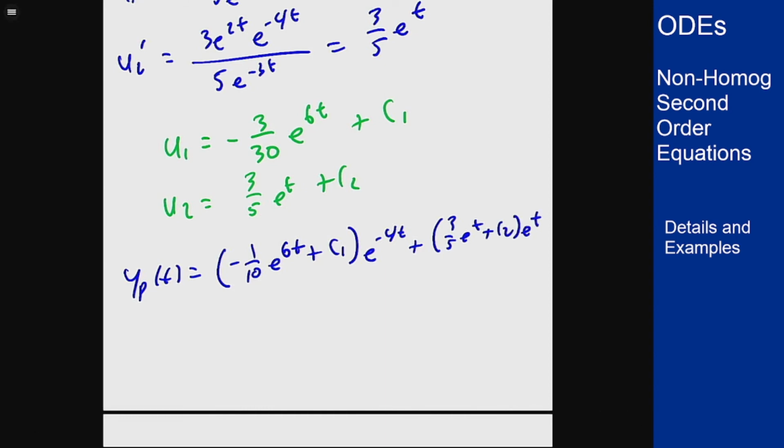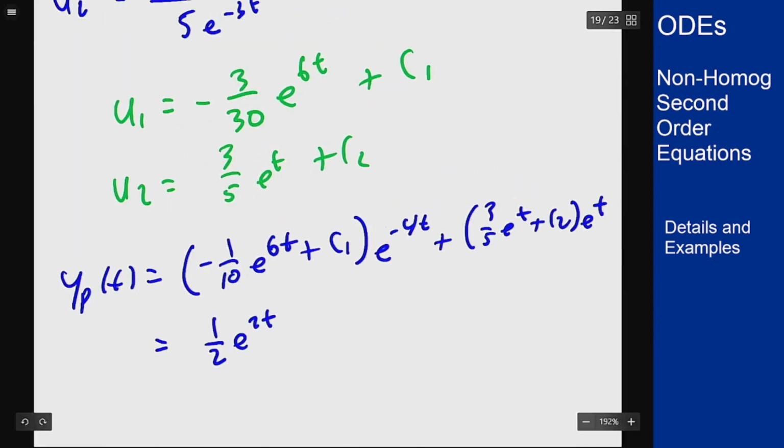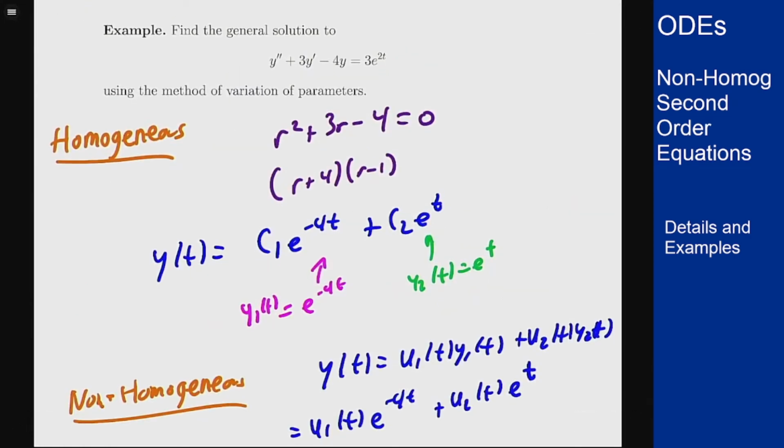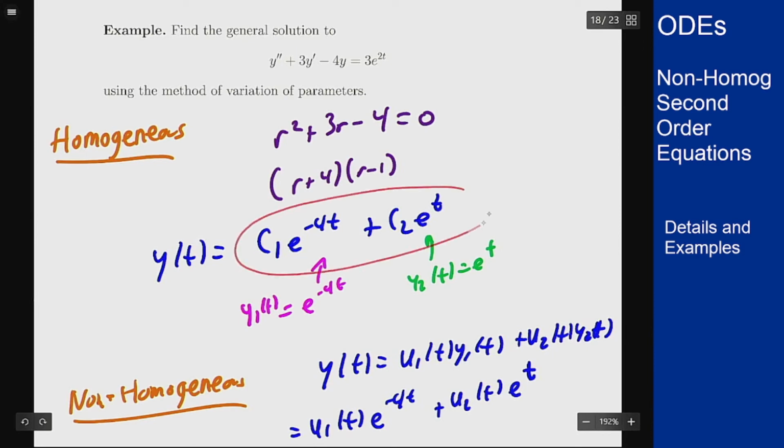This will be negative 1/10 e to the 2t plus a 3/5 e to the 2t, which gets me a 1/2 e to the 2t. And then what's left is a c1 e to the minus 4t plus a c2 e to the t, and that works for any c1 and c2, but that's not surprising because if I scroll to my general solution for the homogeneous part, I get exactly this part. So any choice here doesn't affect my answer because that solves the homogeneous problem.